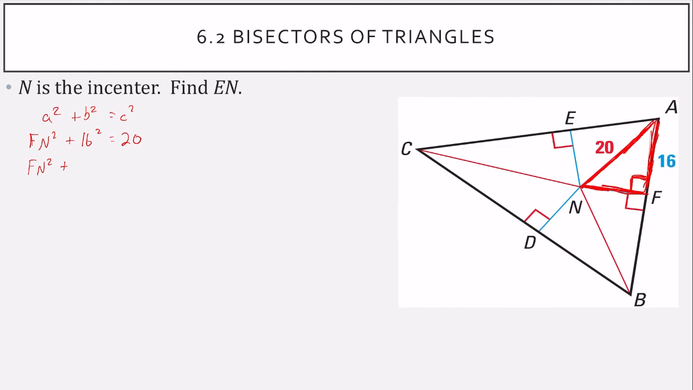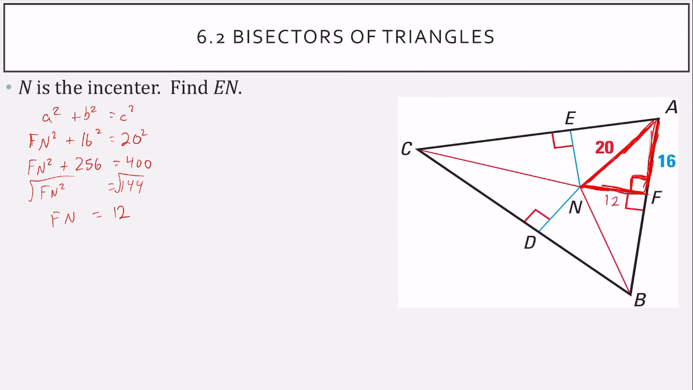Let's use our calculator. 16 squared is 256. 20 squared is 400. Subtract the 256. So FN squared is 144. And then we'll have to square root. So if I square root that, FN is 12.